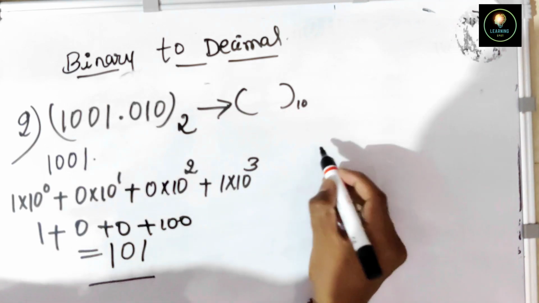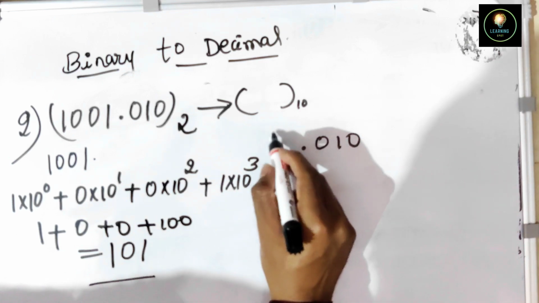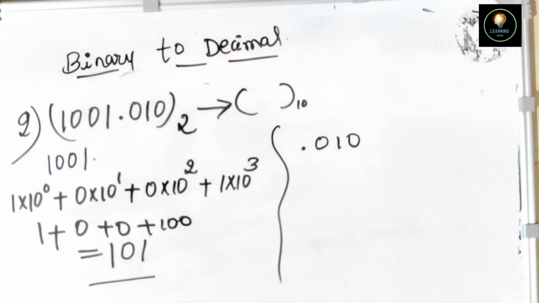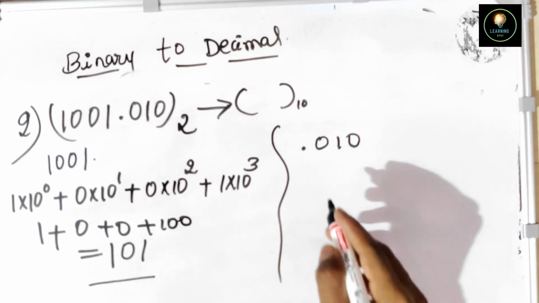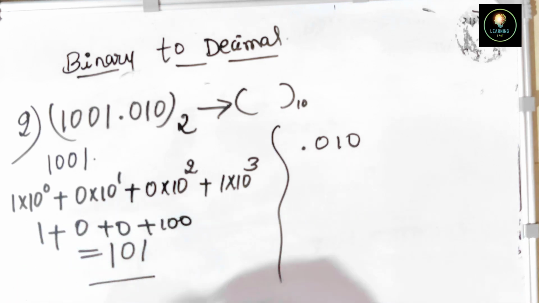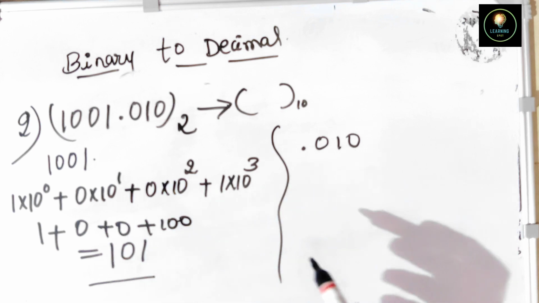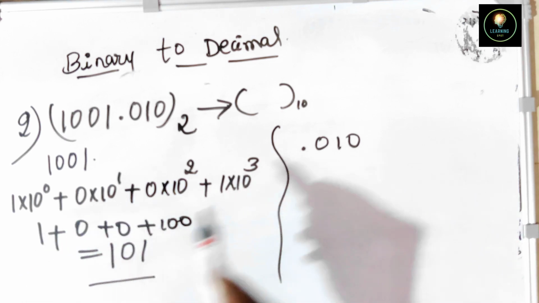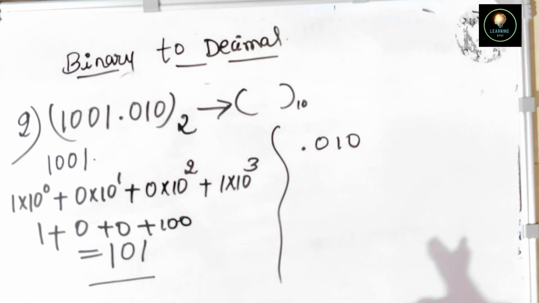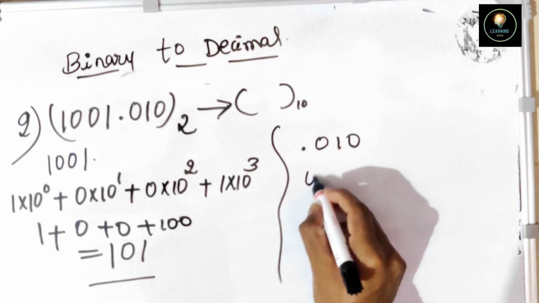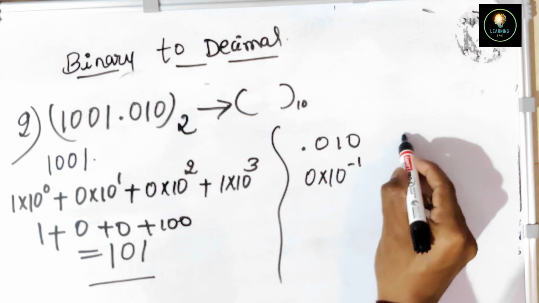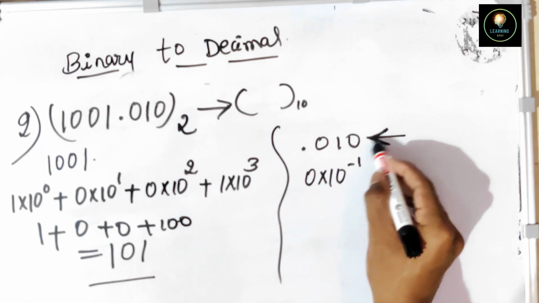So how to solve this? After the point we have 0, 1, 0. For this what you have to do is take the value and assign it to the power of -1. Here you were assigning powers 0, 1, 2, 3, like that. After a point you should not start from 0; you should start from -1. That is 0 into 10 to the power of -1. From this side you have to take the values.